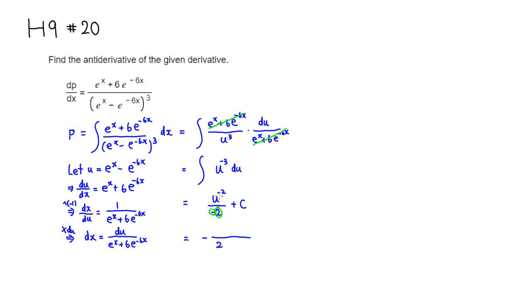Since it's a negative power, u, which is originally e to the x minus e to the negative 6x, is going to sit in the denominator. So I'm going to write e to the x minus e to the negative 6x on the bottom. Then we still have to square that, so we put the square here. There's nothing left, so it's going to be 1 on top, plus constant c. Let's type it in.